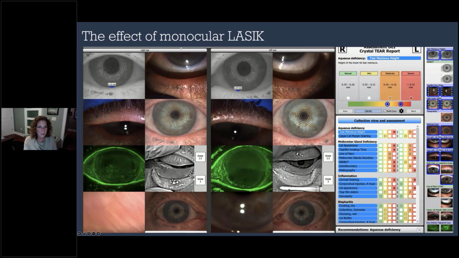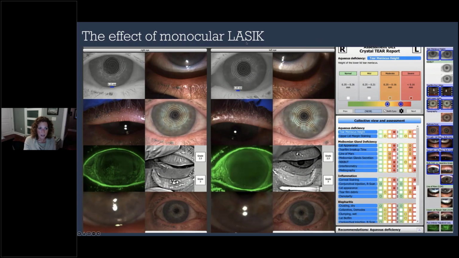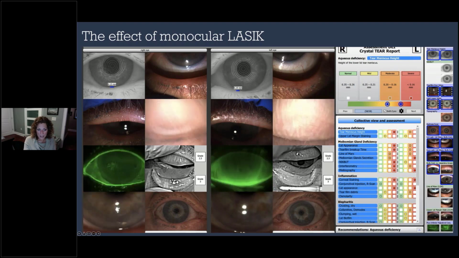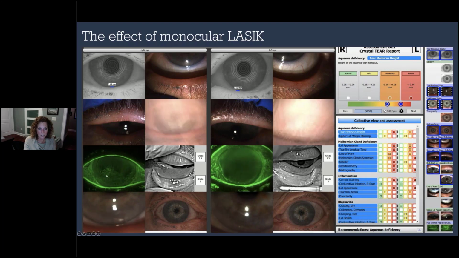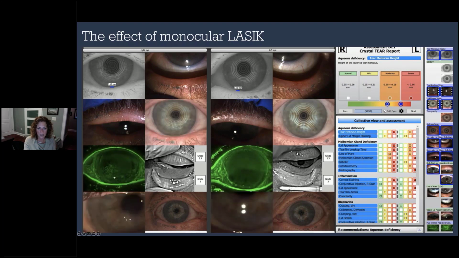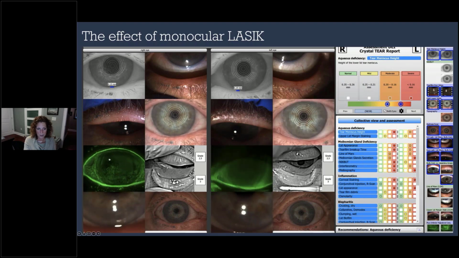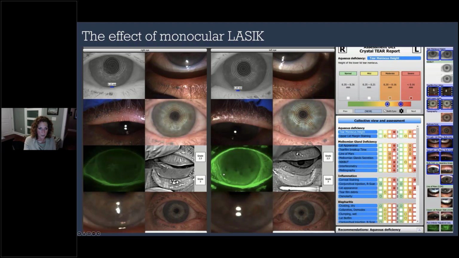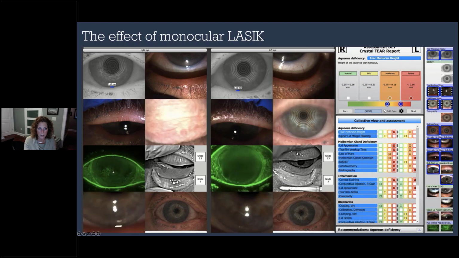A couple of cool comparisons that I wanted to show you. The effect of monocular LASIK. Look at the difference here. Both eyes have a loss of oil glands, but this one had LASIK, and look at the integrity of that cornea and how much it's compromised versus the other one. We wrestled with that epithelial defect for quite some time. Both of them had bacteria, both of them had meibomian gland loss, but the big difference here is the LASIK on that right eye.